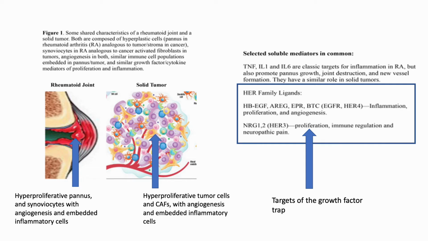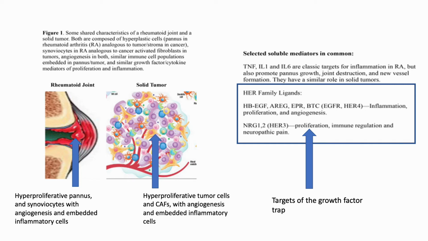Figure 1 compares images of a rheumatoid joint and a solid tumor. The blue arrow for the rheumatoid joint points to a structure called the pannus, which is made up of hyperproliferative and non-contact inhibited fibroblasts, sometimes called synoviocytes. It's vascularized as a result of neoangiogenesis, and it's embedded with inflammatory cells.